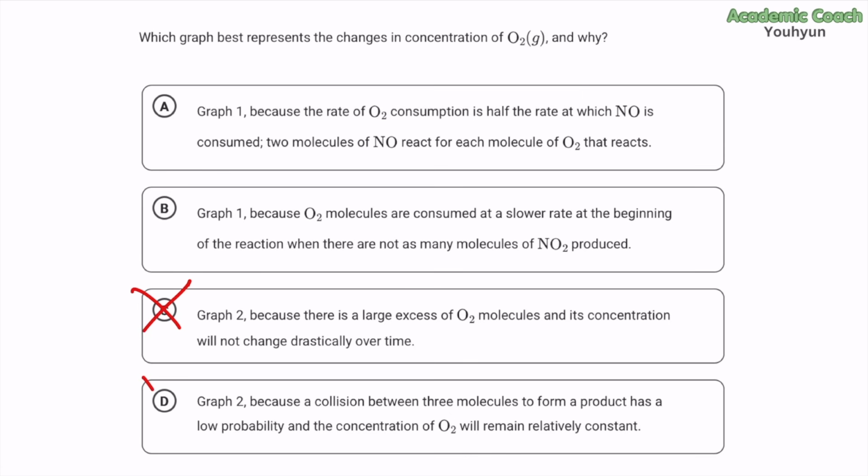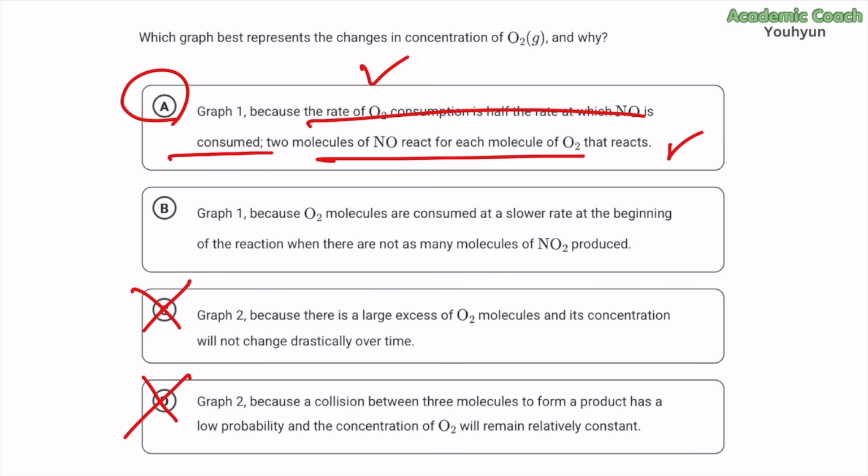So I'm going to cross out D, A, and C. And let's take a look at the reason for option A and B. A says graph 1 because the rate of oxygen consumption is half the rate at which NO was consumed. That's correct. Two molecules of NO react for each molecule of O2 that reacts. That's correct. So A would be the right answer.